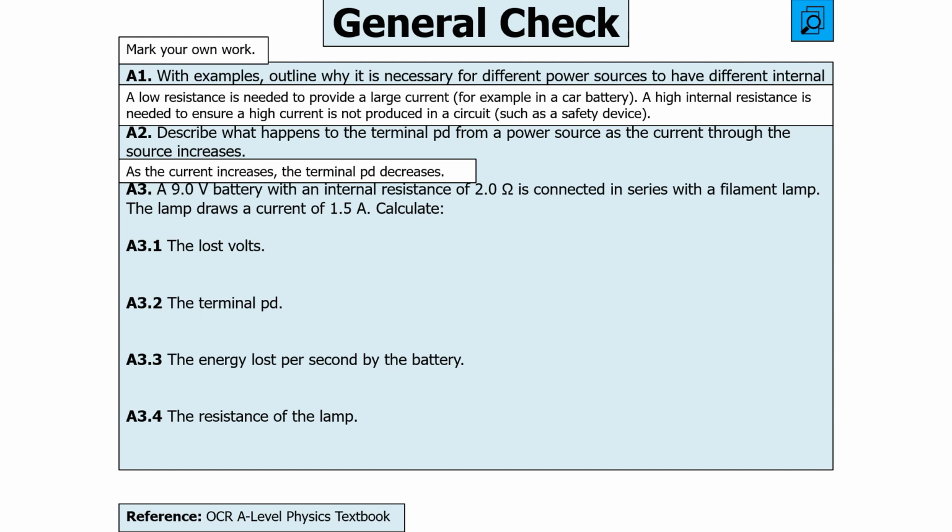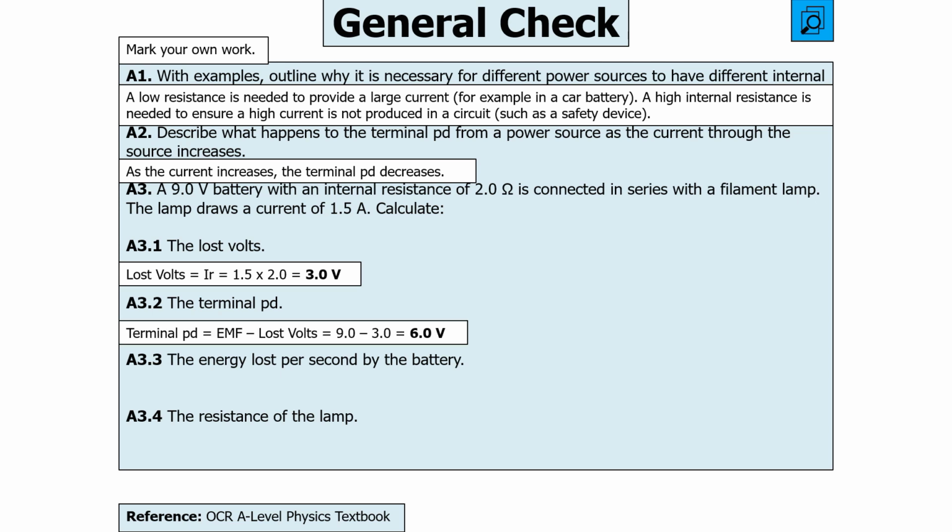Now you can work out lost volts, like we said, by doing internal resistance times by current. You've got each of those in that example, so the answer is 3 volts. Terminal PD is EMF minus lost volts, so it's 9 volts minus 3 volts, so it's 6 volts.